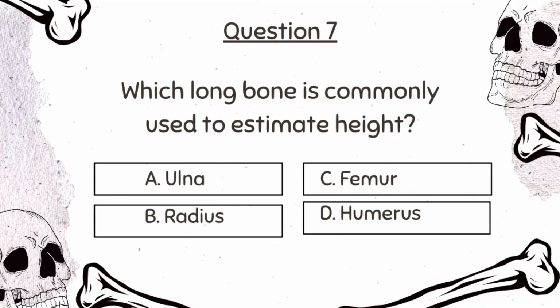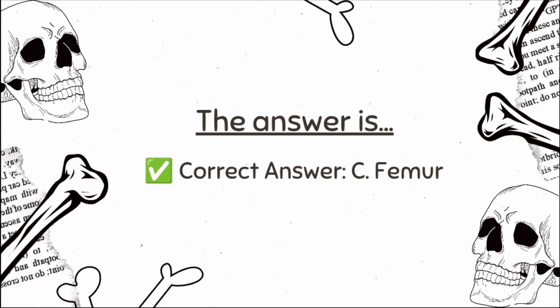Now we have our question number 7. Which long bone is commonly used to estimate height? Option A, ulna, option B, radius, option C, femur, option D, humerus. And the correct answer for this question is option C, femur.